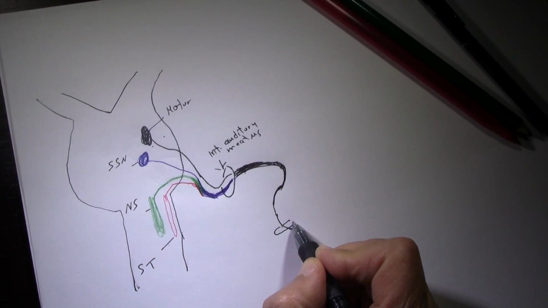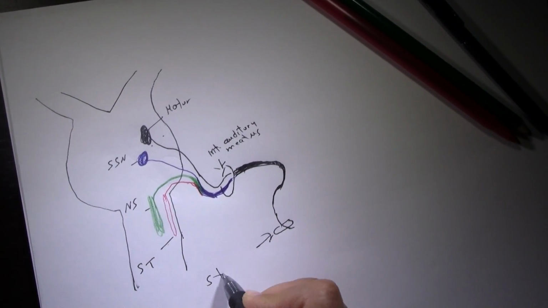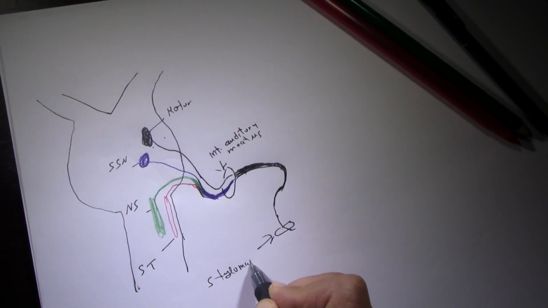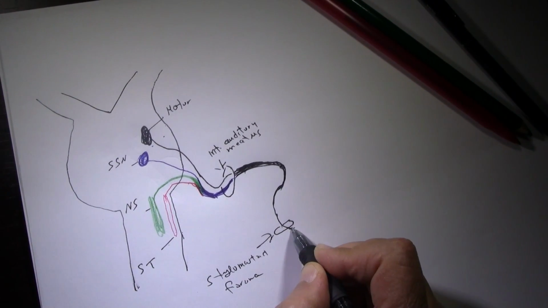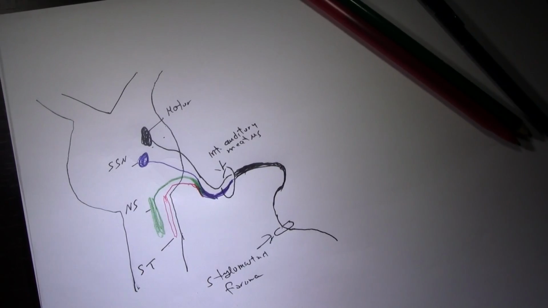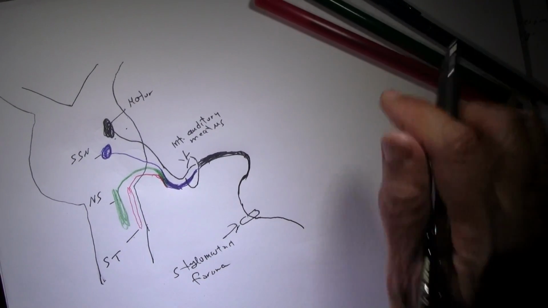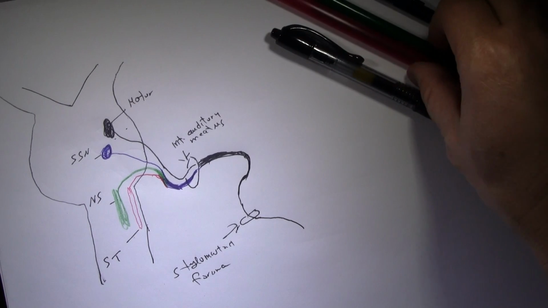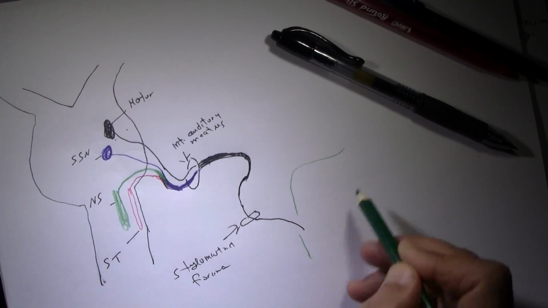This foramen is called what? Stylomastoid foramen. So the nerve came out through the stylomastoid foramen. Once it comes out through the stylomastoid foramen, what is going to happen? It's going inside the parotid gland. Here is the parotid gland.